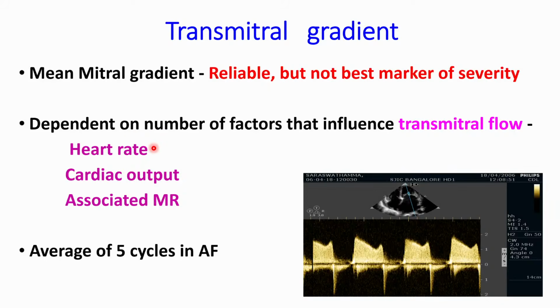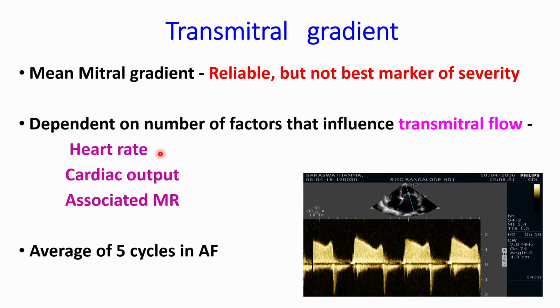Suppose the mean gradient is 6 at a heart rate of 60. If the heart rate becomes 120, then it becomes a 4 times increase. So the gradient from 6 will become 24. So when the heart rate doubles, the gradient will increase by 4 times. So that's why we have to always assess the mitral valve gradient with the heart rate controlled.